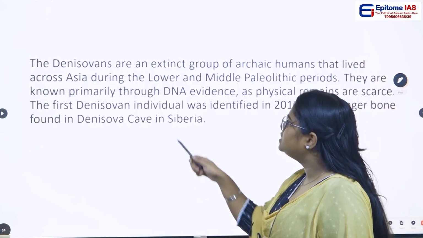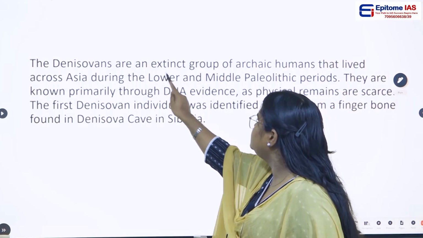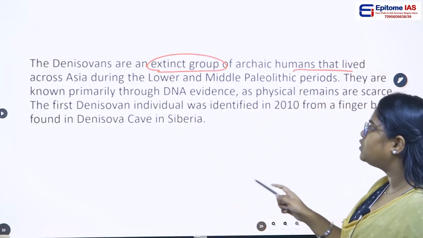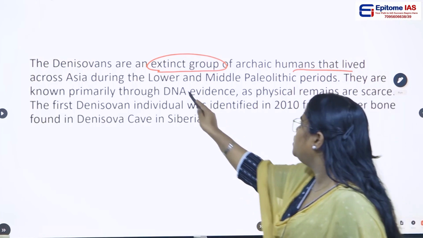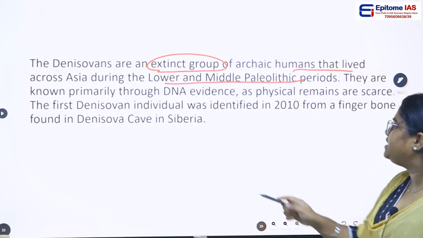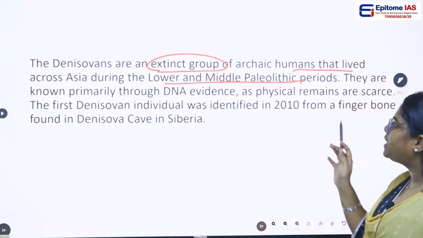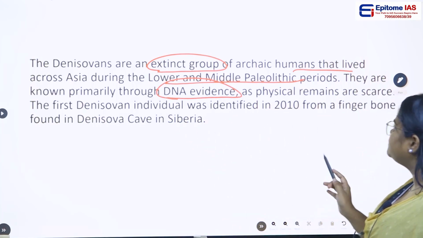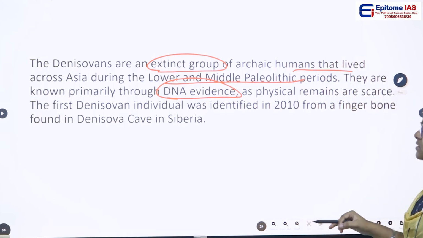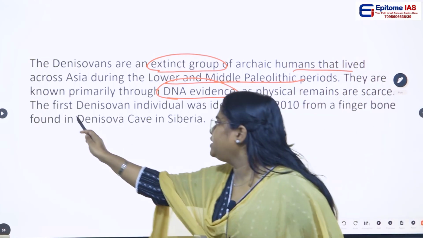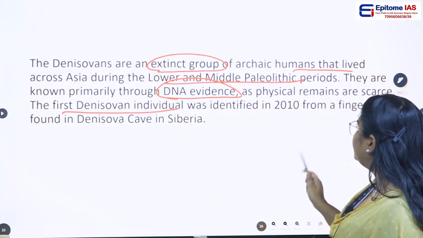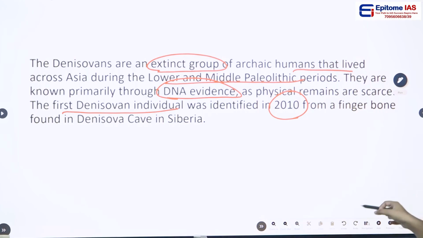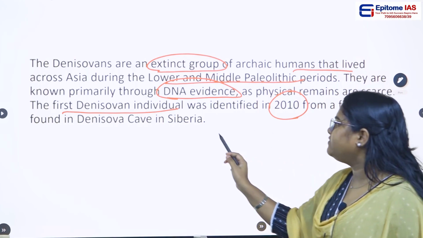So if you see here, the Denisovans are an extinct group of humans that lived across Asia during the lower and middle Paleolithic periods. They are known primarily through DNA evidence, as physical remains are scarce. The first Denisovan individual was identified in 2010 from a finger bone found in Denisova cave in Siberia.